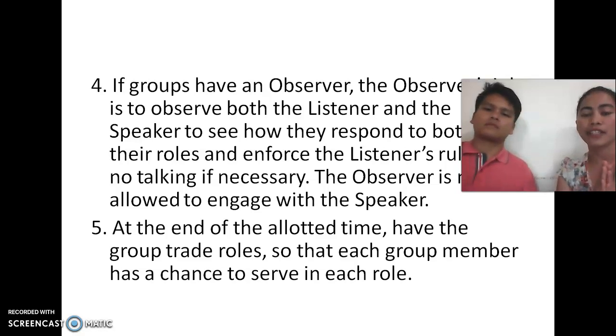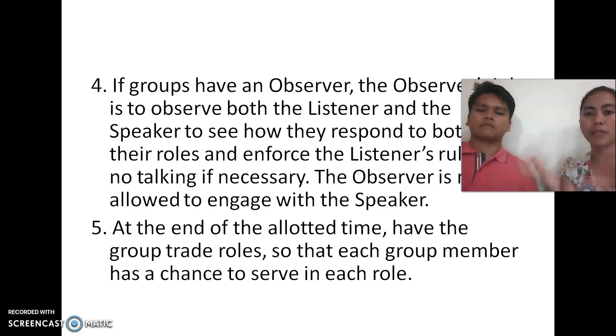After a minute or two of speaking, they will switch parts. The speaker now will become the listener, and the listener now will become the speaker. If there are three persons in one group, the speaker will become either the observer or the listener. So you just trade with yourselves.